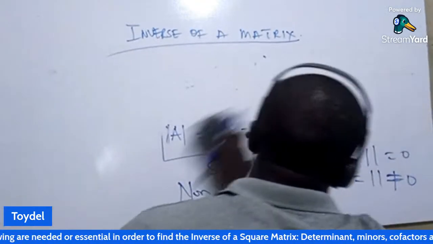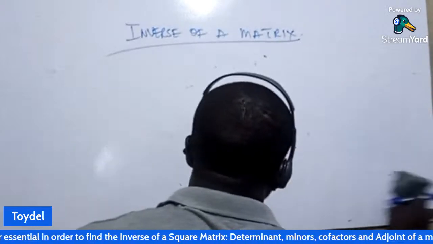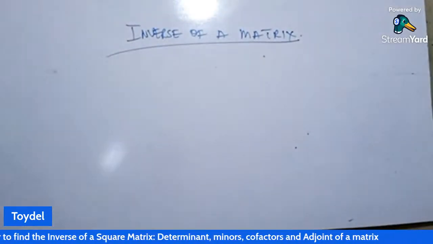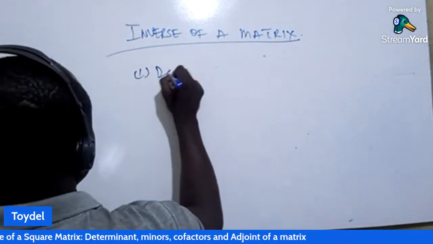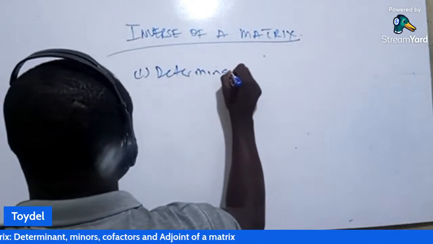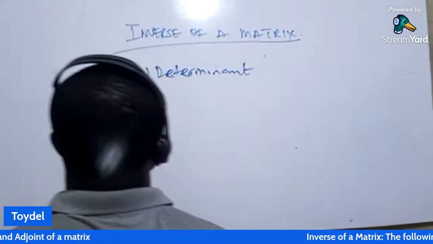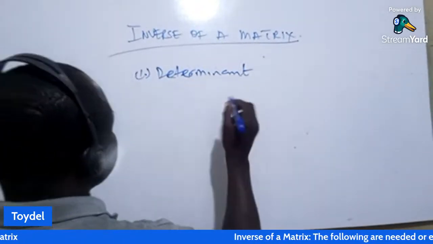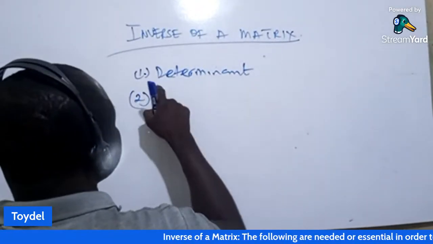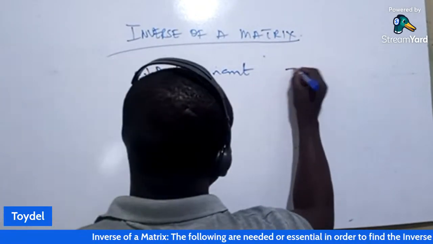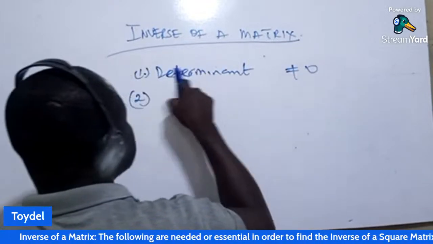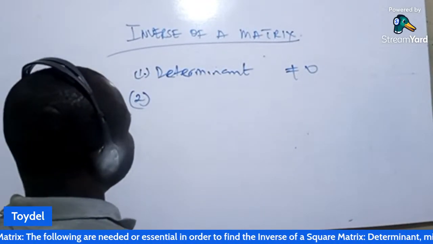So how do we find the inverse of a matrix? As I've said earlier, there are 4 steps involved. The first step is that we should find the determinant. It is the nature of the determinant that will determine if the matrix has an inverse or not. Once we find the determinant and it is not equal to zero, we can go ahead and find the inverse of that matrix.